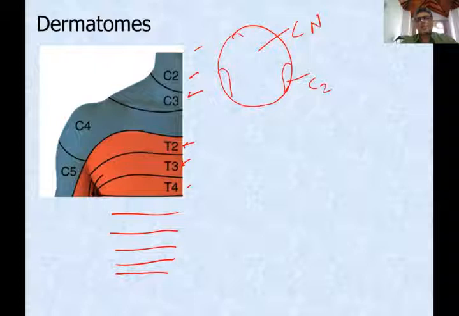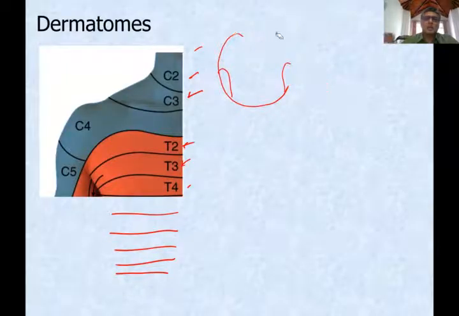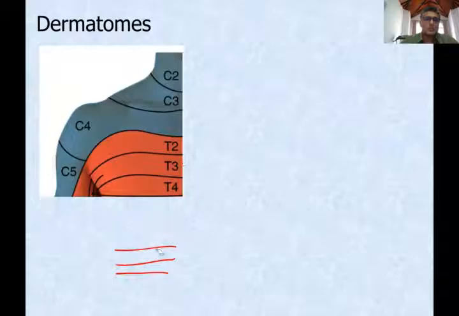Actually, it's the branches of the fifth cranial nerve. You will learn these things later. Okay, but this is an overall picture that you have to know. So these dermatomes, you learn dermatomes for a reason.